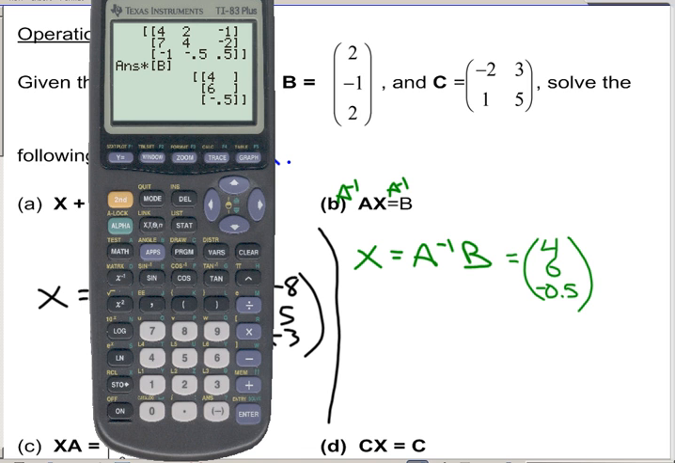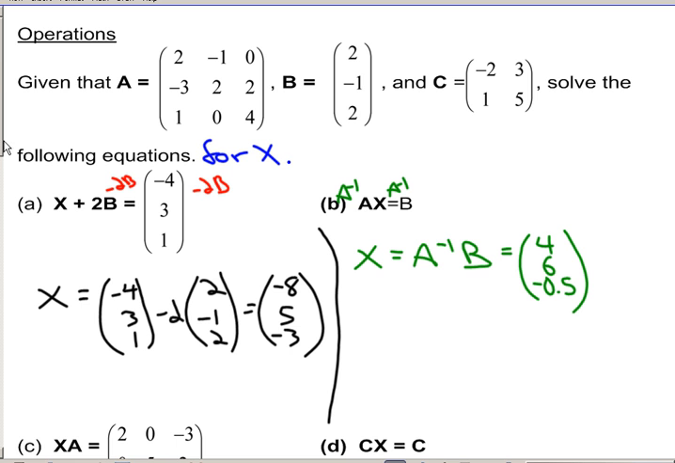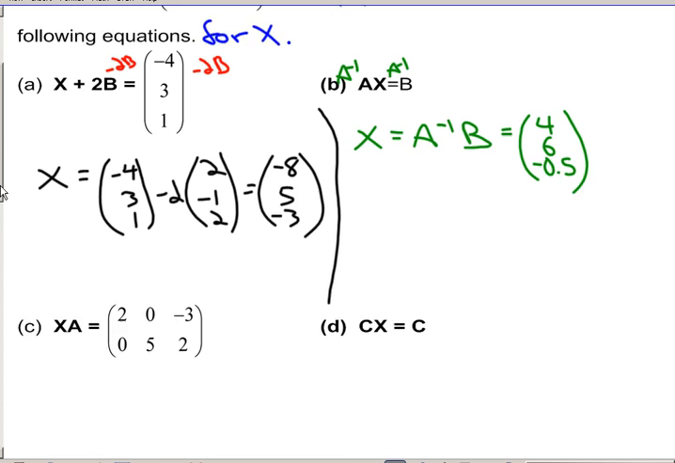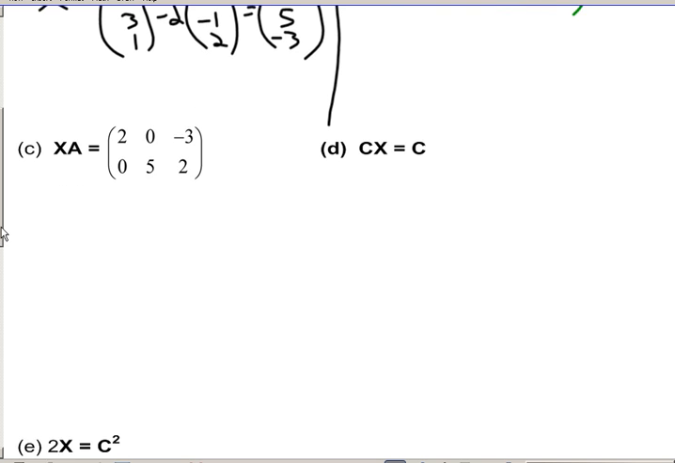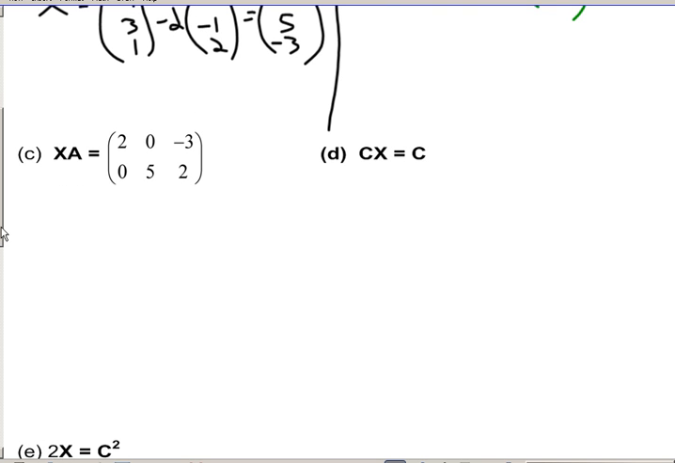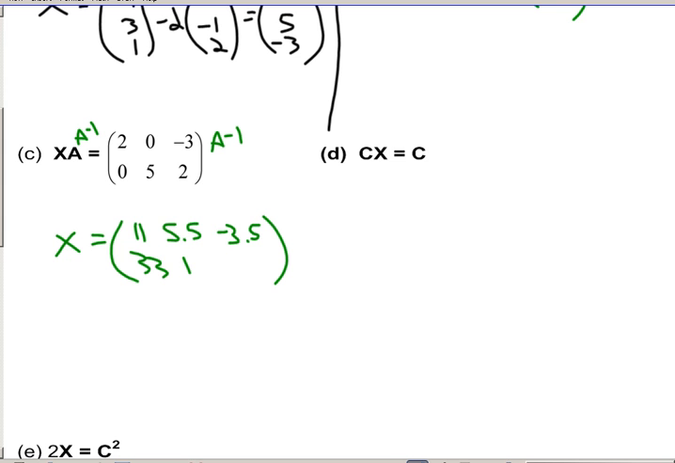Okay, moving on. The next one looks pretty similar. But in this case, we have XA equals this matrix that's given. To get rid of the A, we're going to have to post-multiply both sides by the inverse of A. The big deal is here, you're multiplying A inverse at the end. If you were to do that in your GDC, I won't go through the process here because it's pretty straightforward getting your GDC to actually work through this. But you should get this result. So if you've done it and you want to check your answer, here we go.